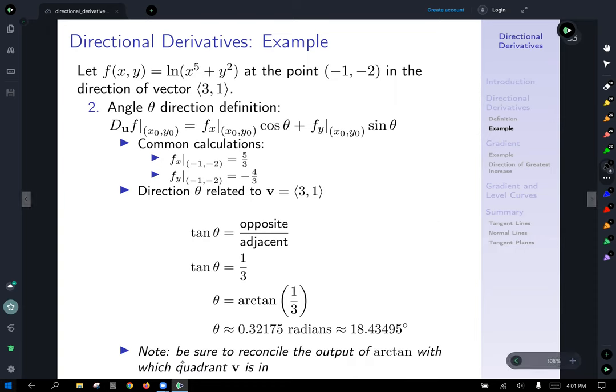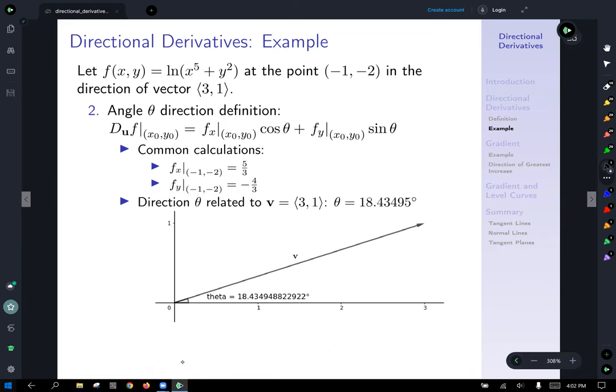Now, I did an easy one. This was in the first quadrant, but as we've seen before in some of our prior assignments, you may have to reconcile the output of arctangent with whatever quadrant your vector is actually in, as the output of arctangent varies between negative pi over 2 and pi over 2 only. So the first and fourth quadrants, if you will. There we go. Nice little picture just to say, hey, that actually makes some sense.